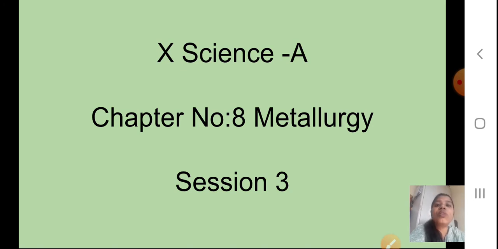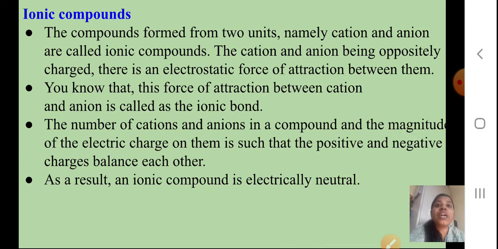Now, till now you have studied about the chemical properties of metals and non-metals. Yes, we have seen the different types of reactions. Now we will proceed with the lesson. The next part which we are going to study is ionic compounds. You have all studied ionic compounds, right?